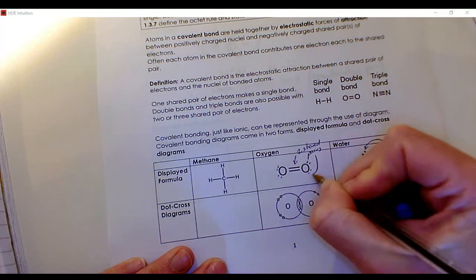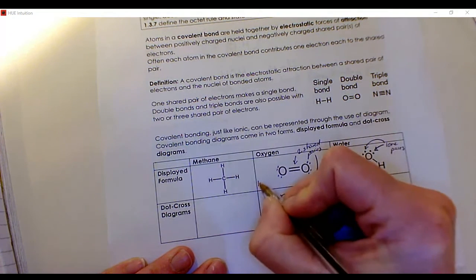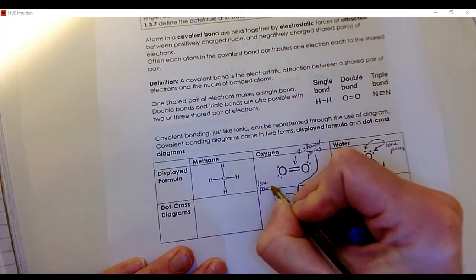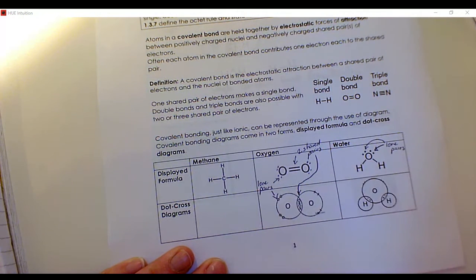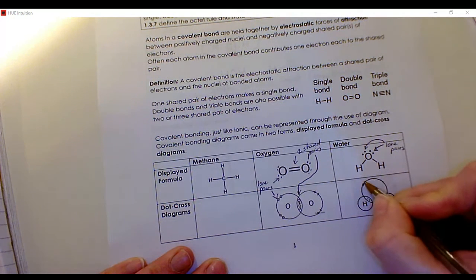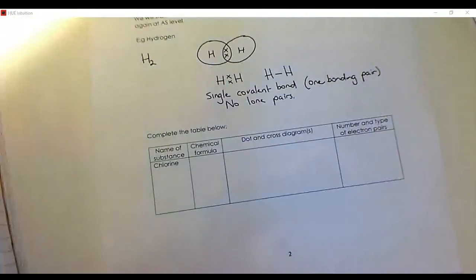Right, and they're represented here. They're the in-between bits. And then you've got your lone pairs, which are represented here and here. So this should be fairly straightforward. Okay, so you're going to have a go.